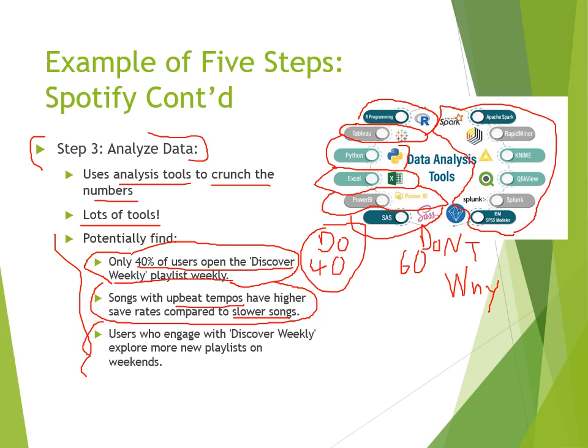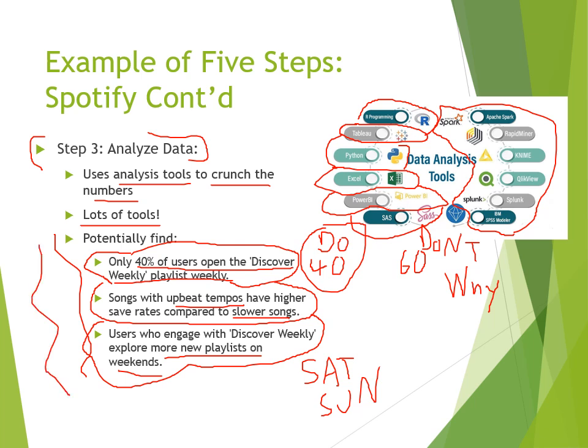And then another potential finding, users who engage with Discover Weekly, they actually explore more playlists on the weekend. So if you're dropping the playlist on Monday, and users are using it on Saturday and Sunday, maybe your strategy could change a little bit. Maybe it'd be kind of a Friday thing. I don't know. But these are potential findings.